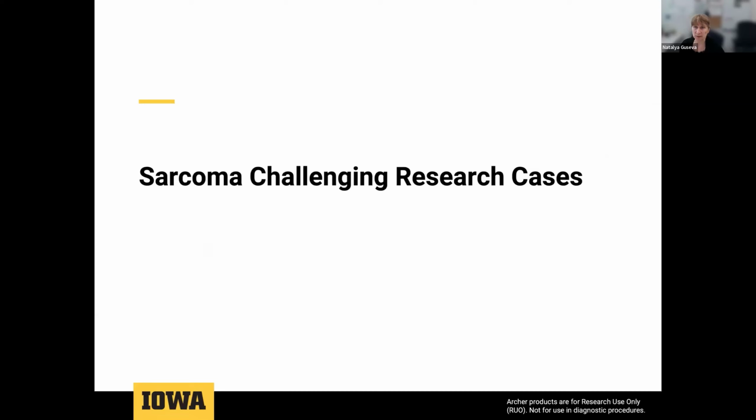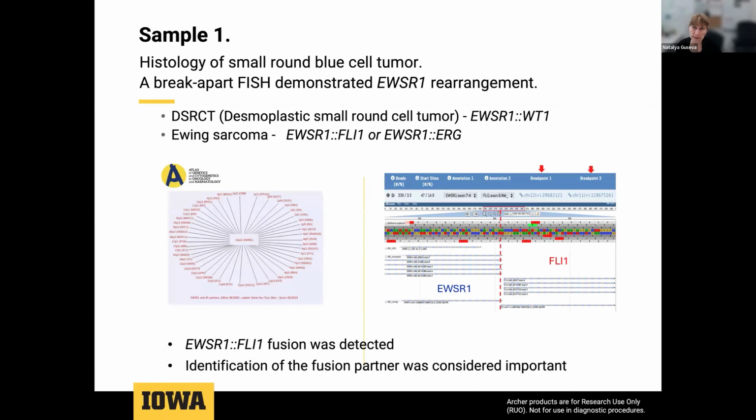This assay was also useful in some challenging cases we had during our validation, and I want to share two interesting samples. Sample number 1 had a histology of small round cell tumor consistent with either desmoplastic small round cell tumor or Ewing sarcoma. A break-apart FISH demonstrated that EWSR1 rearrangement is present, but EWSR1 rearrangement can have over 40 different partner genes, as shown here from the Atlas of Cytogenetics. EWSR1 rearrangement is common for both DSRCT and Ewing sarcoma, but they have different partners, so finding the right partner would help distinguish between these two subtypes. In our Archer assay, we detected that the partner was FLI1 and could confirm that this sample is from Ewing sarcoma.